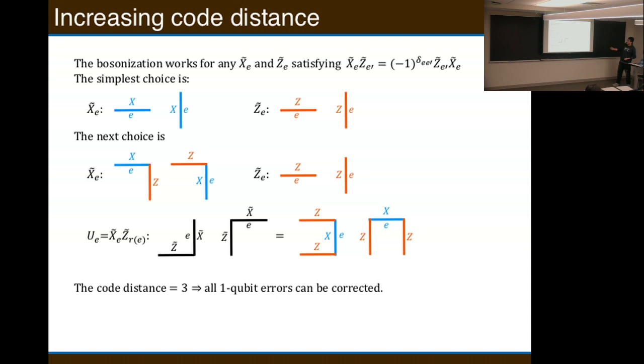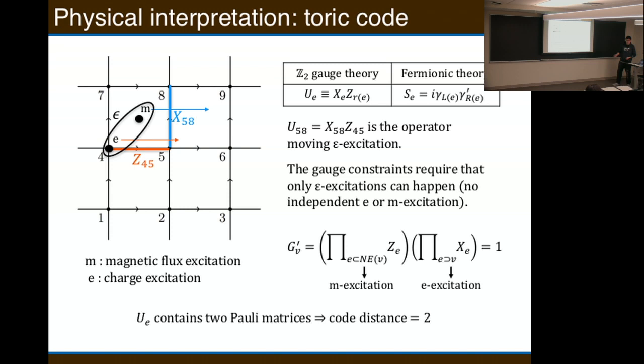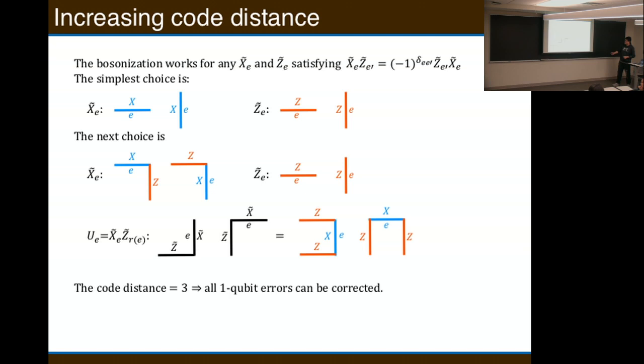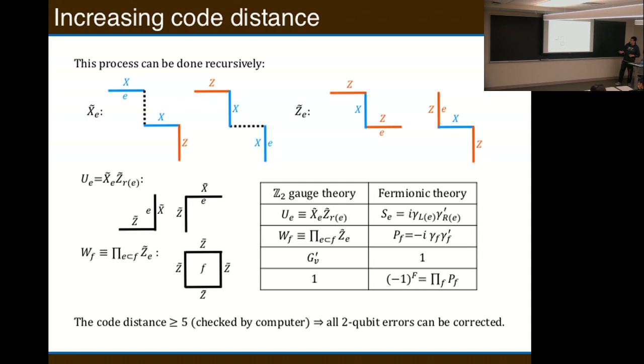And we just plug this X tilde and Z tilde back into our formula from before. In this case, the hopping will contain 3 Pauli matrices. In the previous case, the hopping was only 2 Pauli matrices, so the coefficient was 2. With this trick, the hopping becomes 3 matrices, and the coefficient is 3. So when we encode fermions into the qubit, all 1-qubit errors can be corrected this way. Then we can go recursively, define more complicated operators, and write a program to check. In this definition, the coefficient is greater than 5, which means by this design, this code can correct all 2-qubit errors.